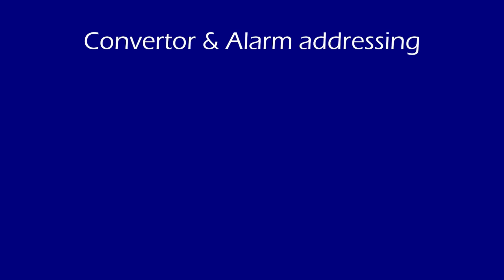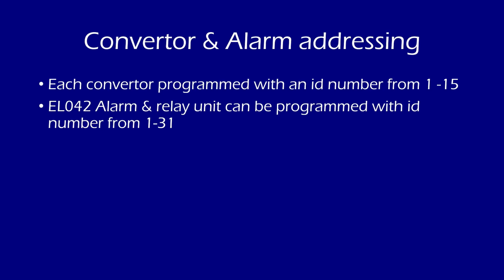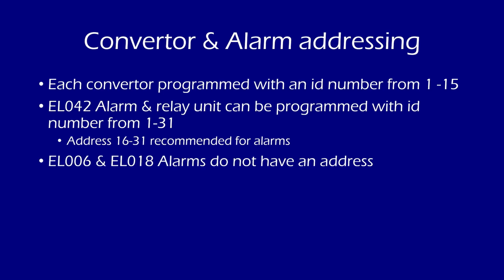So let's talk a little about the converters and alarms and how they're addressed by the logger. In terms of converters, each converter is programmed with an ID number from 1 to 15. With alarms, only the ELO42 alarm and relay unit can be programmed with an ID number. This can be from 1 to 31. However, we would advise that you use the addresses 16 to 31 for alarms. Other alarms like the EL006 and the EL018 do not have addresses.